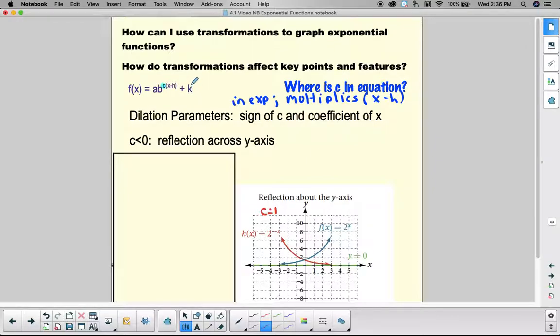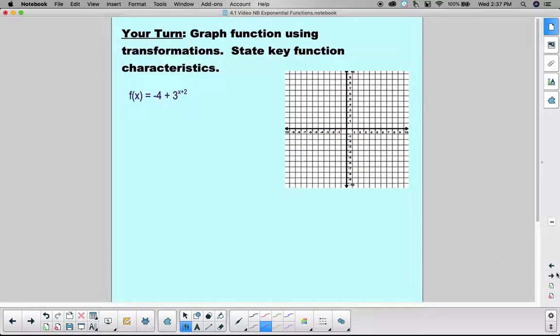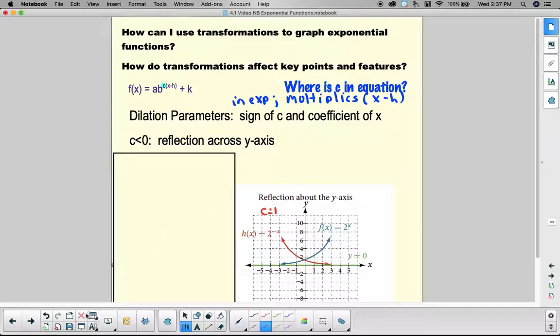Those are your transformation parameters, and those are the only four numbers you need to come up with any possible exponential function directly from the parent function. You just need four numbers, and you can take that exponential function to any other conceivable exponential function, which is pretty cool. Next video, I'm going to show you how to graph using transformations. Bye.